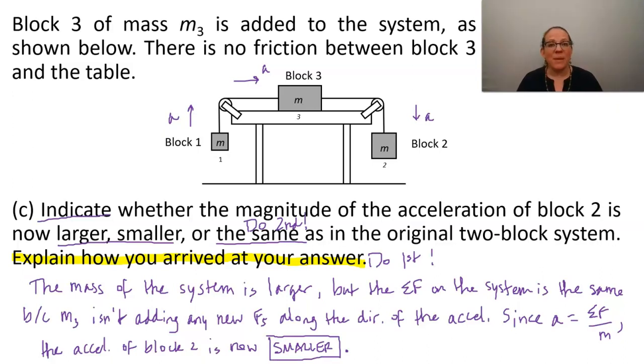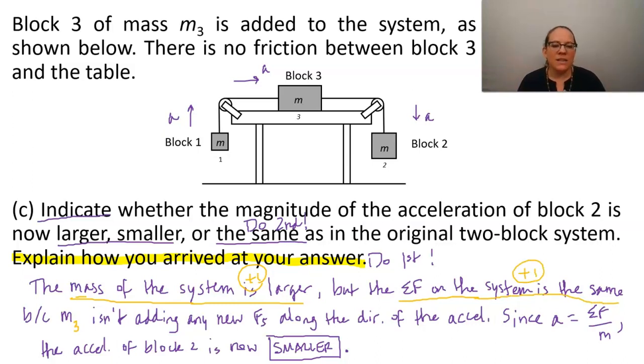I almost forgot. Let's talk about the scoring. So the scoring for this one is a point for recognizing that the mass of the system is larger, and a point for any indication that the net force on the system is the same. So those are the things that get you the 2 points.